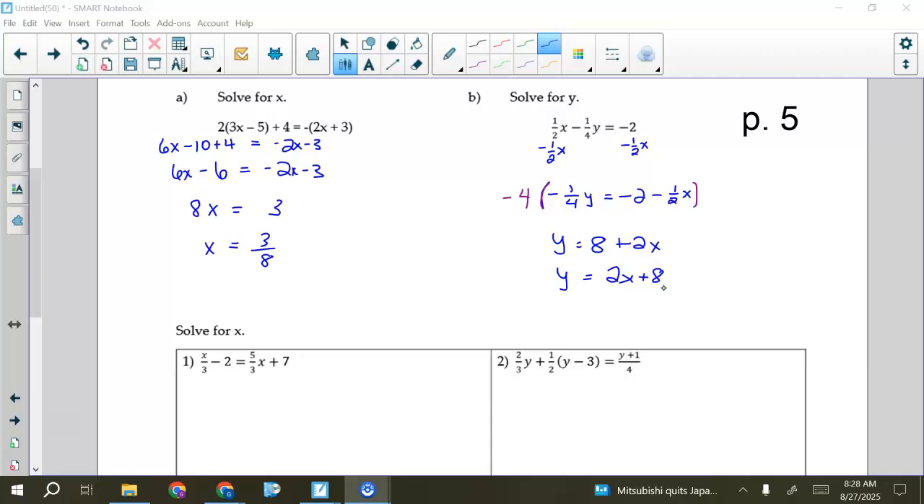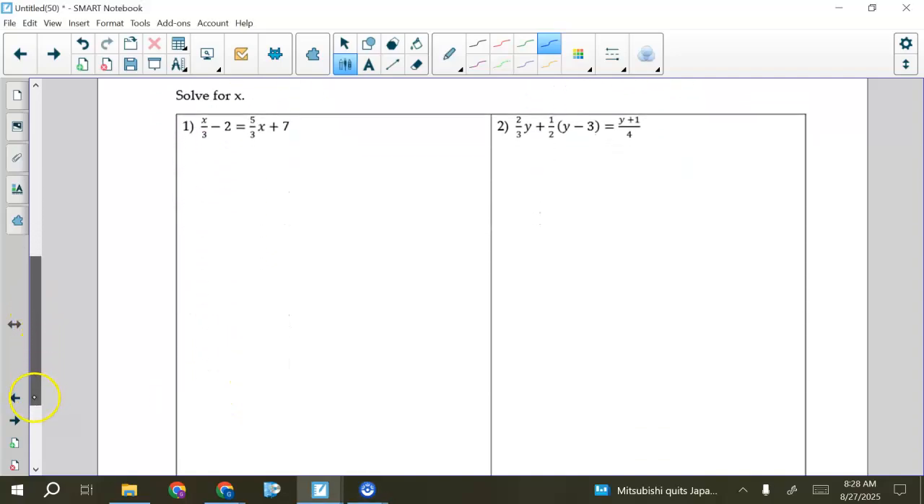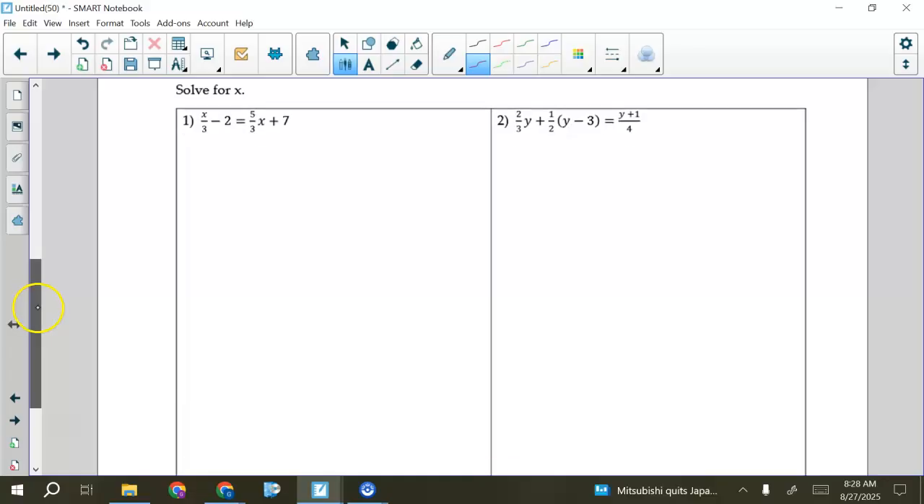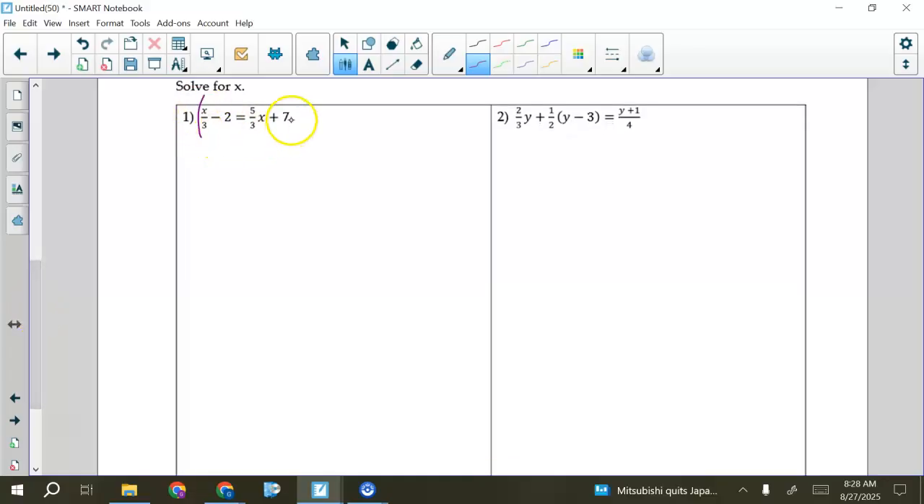All right, so the lesson today, we're going to work with problems that have fractions in the problem and try to clear those fractions, as well as some word problems. So let's go ahead and look at number 1. Right away, you see that 3 for both denominators. So what you can do is take the entire problem times 3.